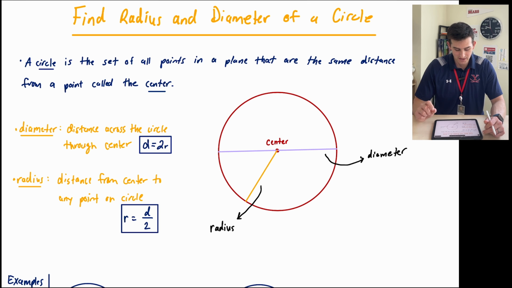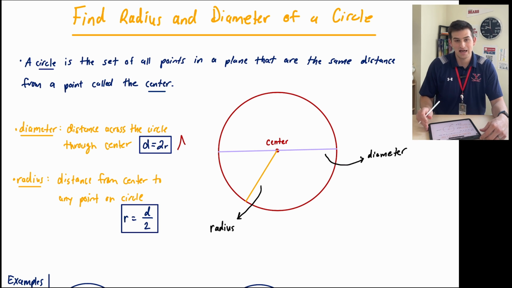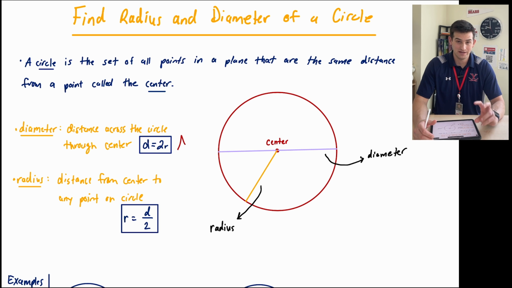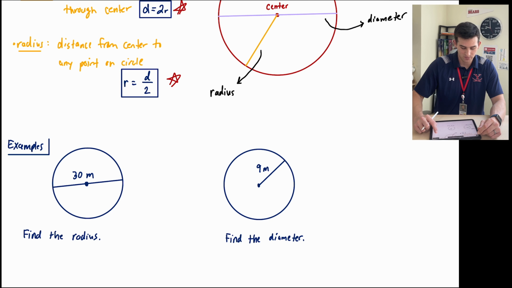So a radius would be the distance from the center to any point on the circle. So essentially, it would be half the distance of the diameter. And that's the two equations that we see there. The diameter is going to be equal to 2 times the radius, twice the radius, or 2 radii put together. And the radius is going to be half of the diameter, or diameter divided by 2. So those are the two equations we can use to help us solve these two examples down here.